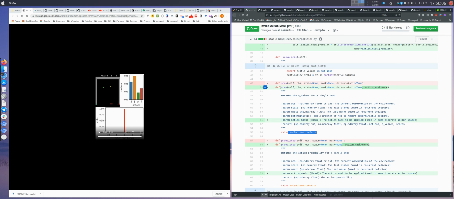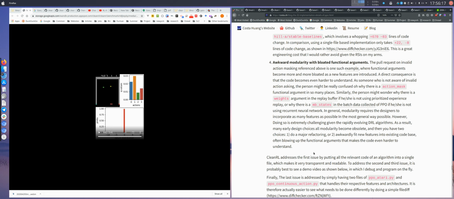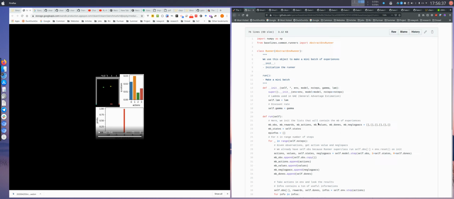And as a beginner, if you're just reading about DQN and you look at this action mask, you wonder what that action mask is, and it's not referenced in the paper. It becomes very difficult to understand. And similarly, if you're not using a prioritized experience replay buffer, then you might be wondering why there is a weights argument in a replay buffer in a DQN method? Similarly, if you're not using a recurrent network, this actually confused me significantly.